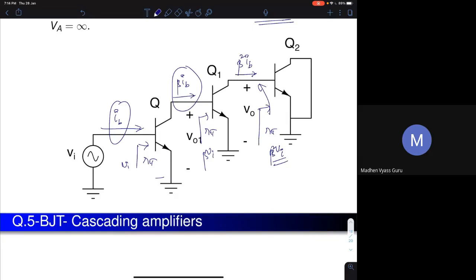Current is getting higher and higher. Impedance is remaining the same. What I'm trying to say is, look at the currents. The currents have become IB, beta times IB, beta square IB. It is just increasing, and that's how we are getting the voltage gain.